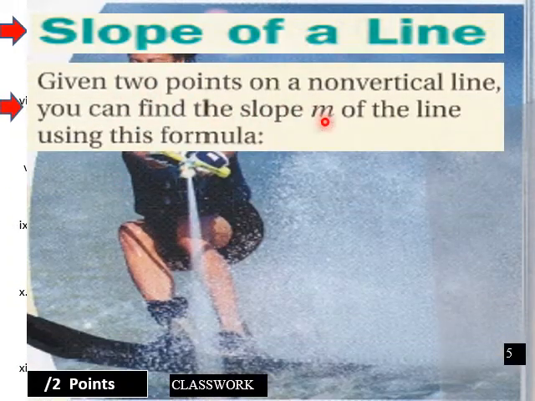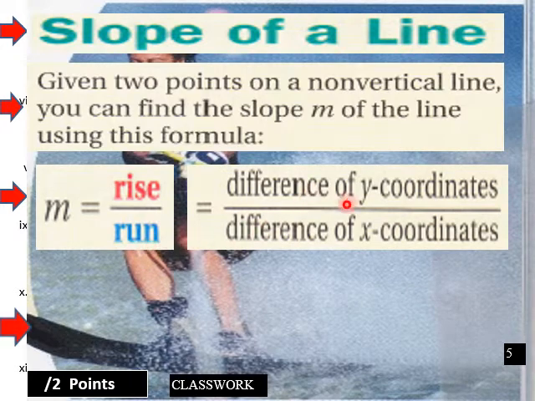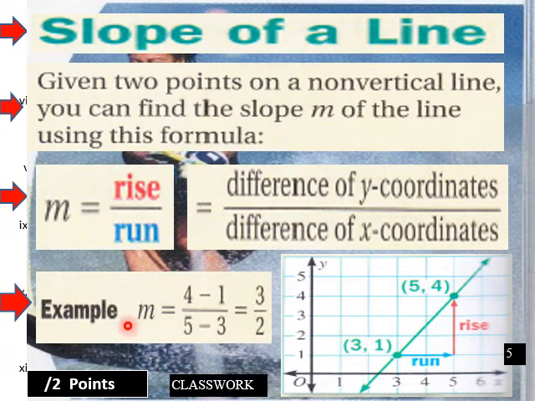Slope of a line: given 2 points on a non-vertical line, you can find the slope m using this formula, rise over run, difference of y over difference of x. So in this situation, we have (3, 1) and (5, 4). Our rise will be 4 minus 1 over 5 minus 3, which is 3 over 2. So this is our slope, 1.5, using the difference of y over the difference of x.